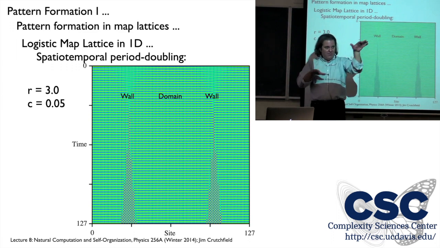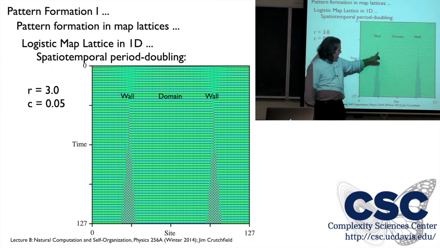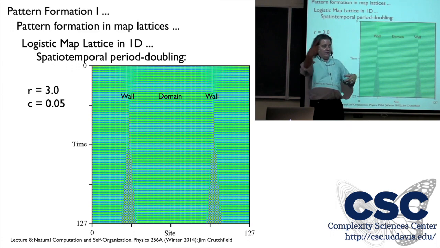So we go through domain formation, walls, and then the walls are such a large difference, it drives the system into a different dynamic. Yeah?